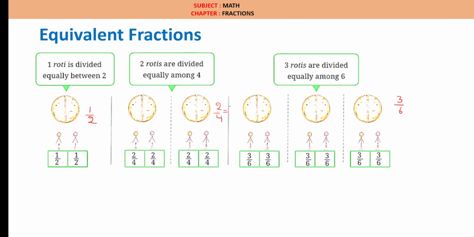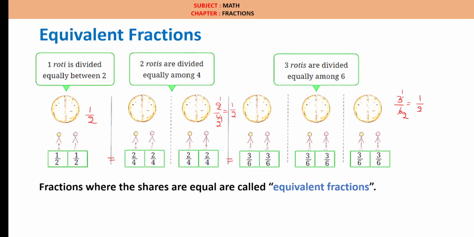Here 2/4 we can also write as 1/2, because 2 ones are 2, 2 twos are 4, and 2 is a common factor. Similarly 3/6 is 1/2, because 3 ones are 3, 3 twos are 6. Therefore we can say that 1/2 is equal to 2/4, and 2/4 is equal to 3/6. Thus, fractions where the shares are equal are called equivalent fractions. For example, 1/2, 2/4 and 3/6 are equivalent fractions.